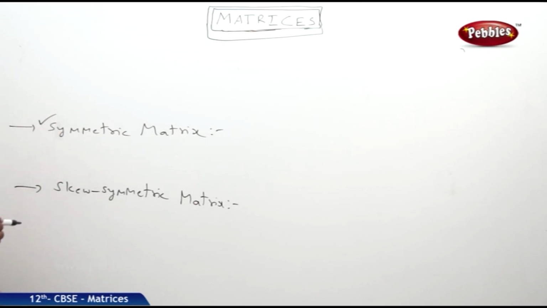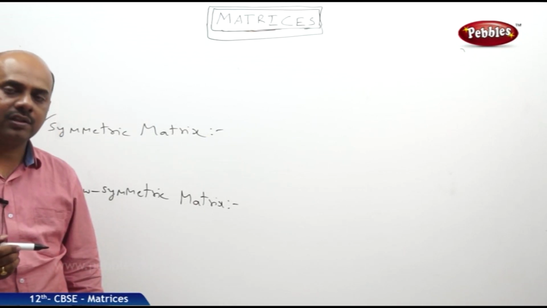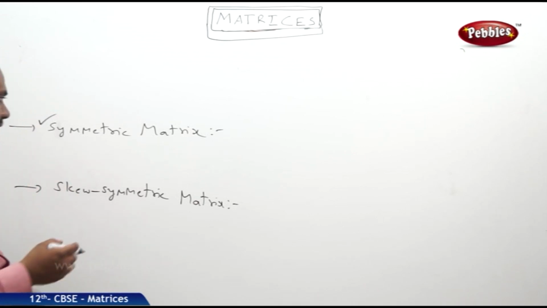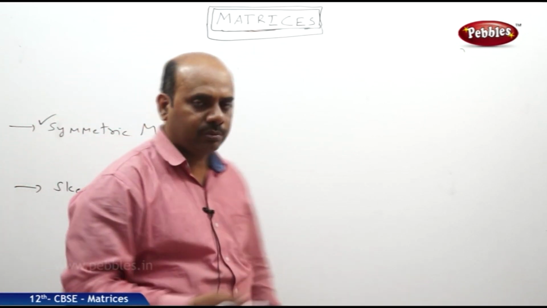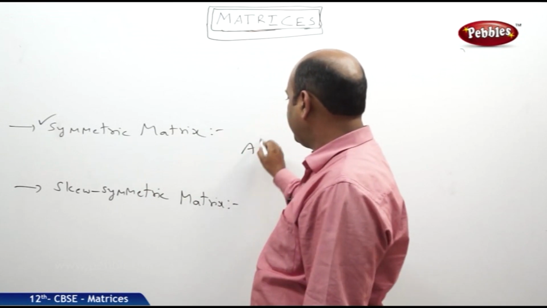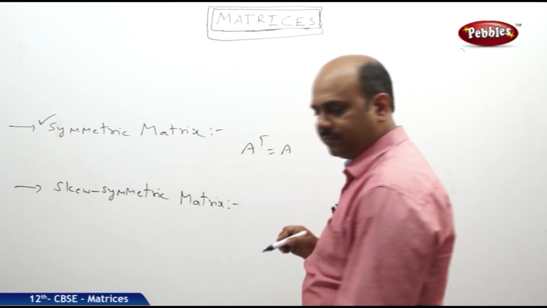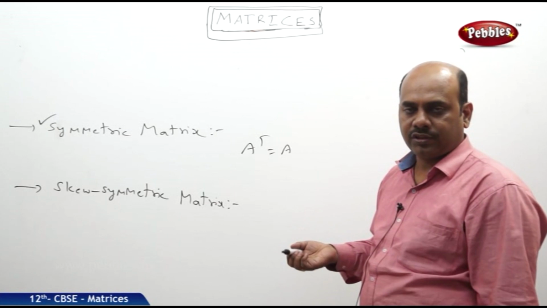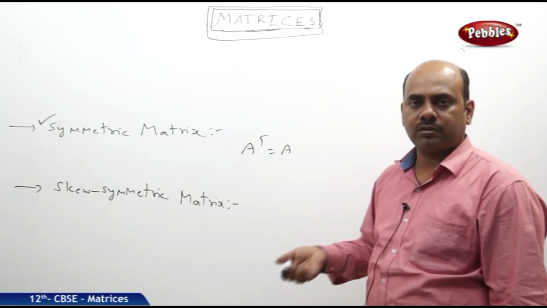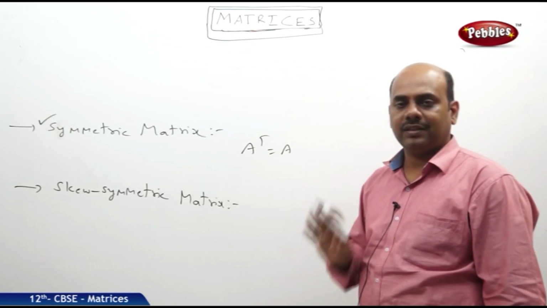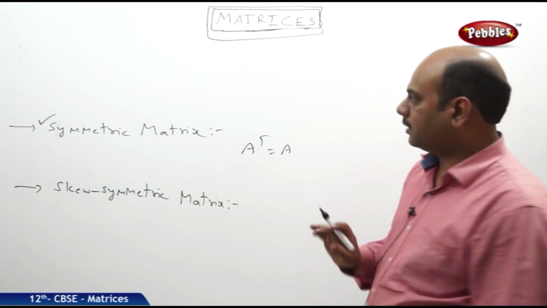Now I am going for a definition called symmetric matrix. What do you mean by symmetric matrix? A matrix is said to be symmetric if A transpose is equal to A. That means when you interchange rows into columns and columns into rows, if we get the same matrix, then that matrix we call a symmetric matrix.